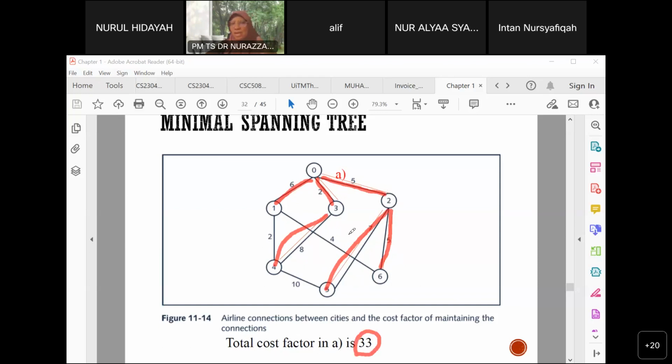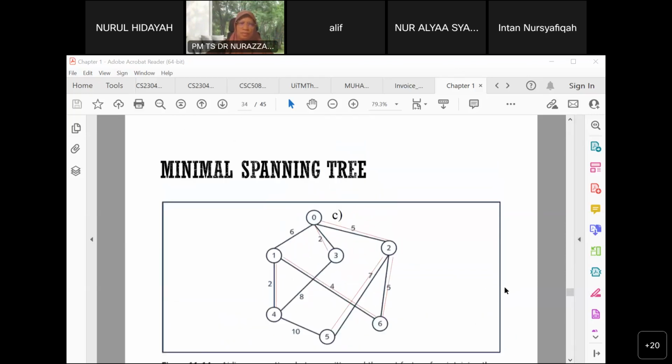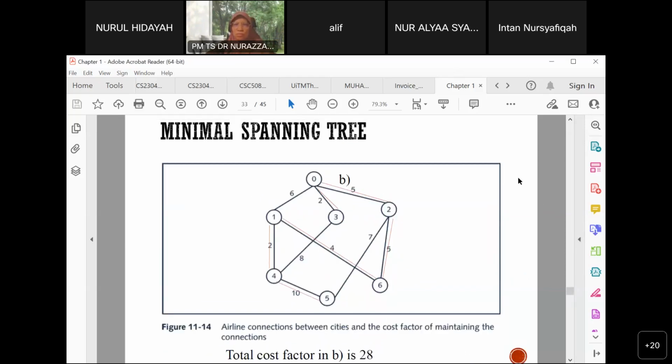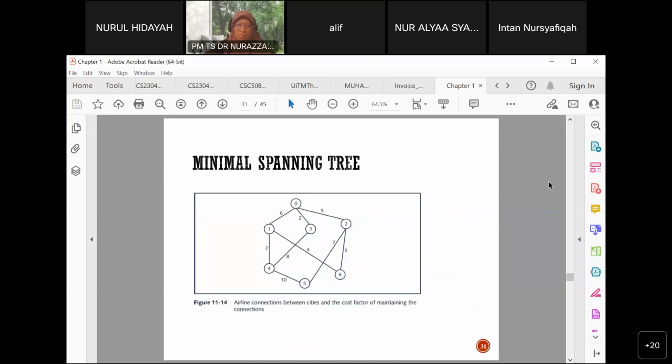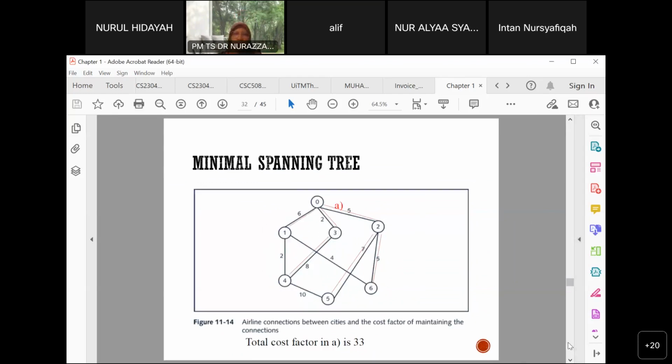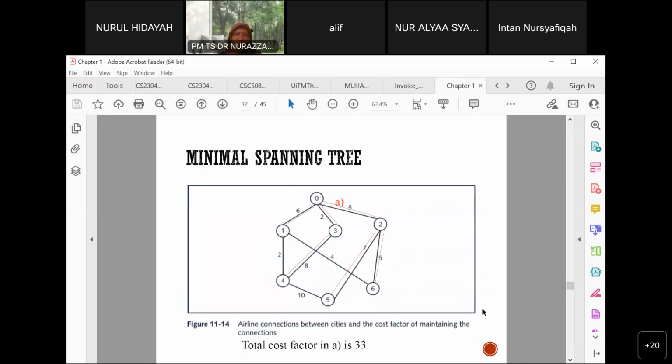So bagaimana nak cari ini total algorithm dia? Bagaimana, how is the process to find the minimum spanning tree ni, of a graph. So let's see. Okay, just now tadi saya dah. Okay, this one yang pertama ni ialah total cost dia 33.